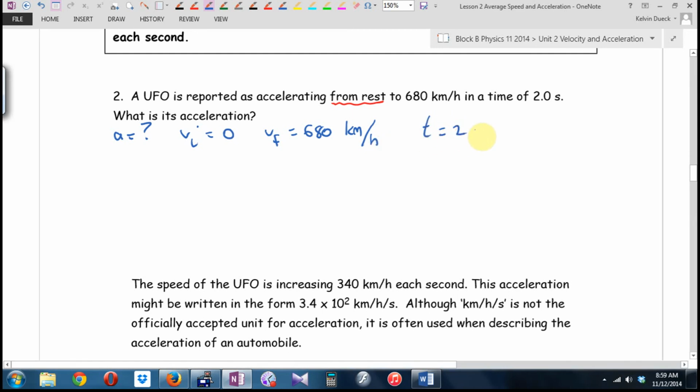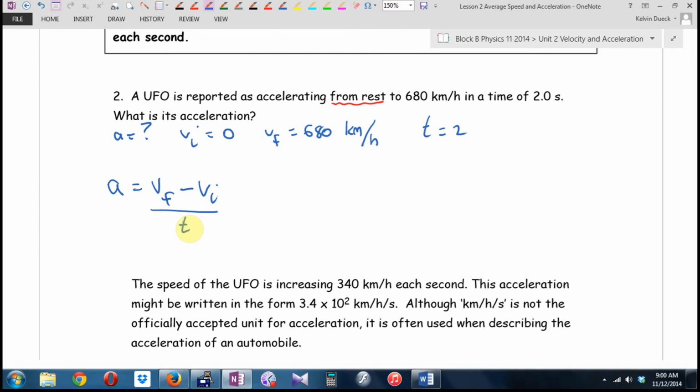Looking for an equation that has a, vi, vf, and t in it. Well, you only got one right now. Right now, all we have is a equals vf minus vi over t. By the way, the reason this one doesn't show up on your formula sheet, it does show up on your formula sheet in disguise, but we have a different version that we go to.